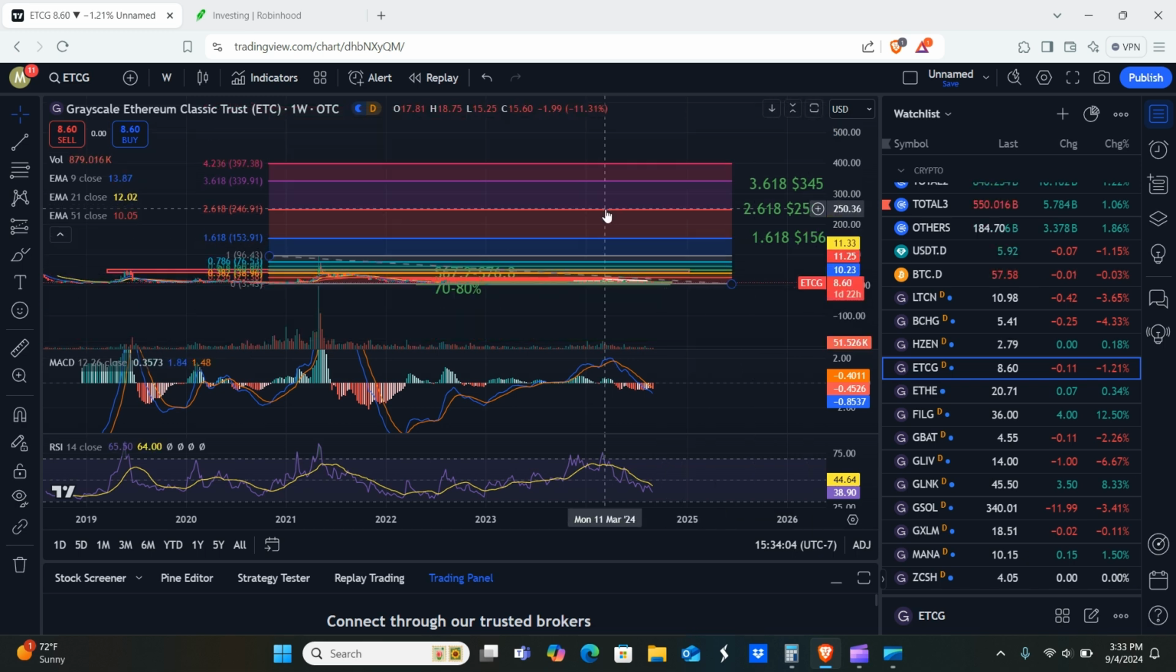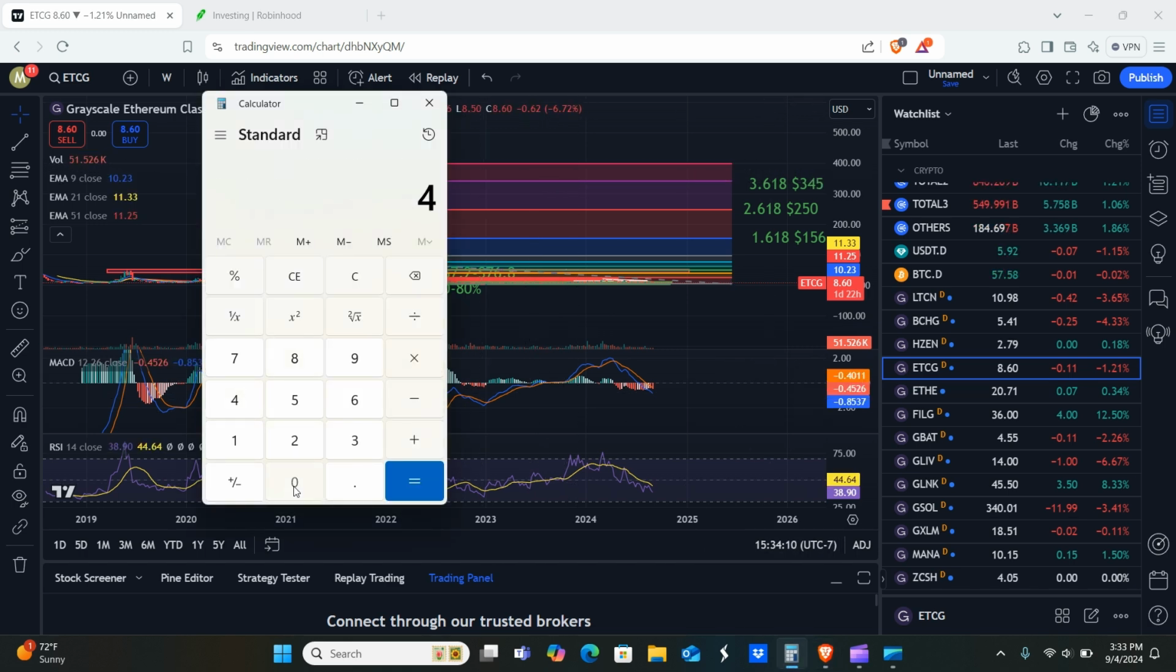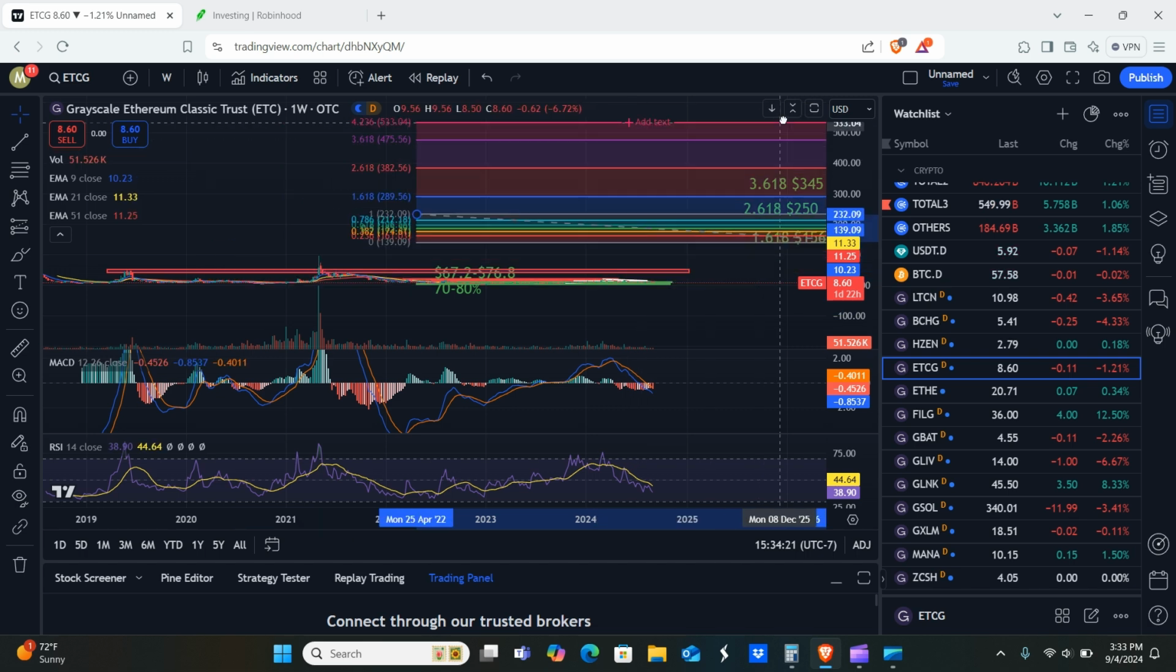So 150, 250, roughly about 340, and we'll just say $400 all the way up there at the highs. So 400 divided by 860, that's a big return. So 46x, roughly about 93,000.